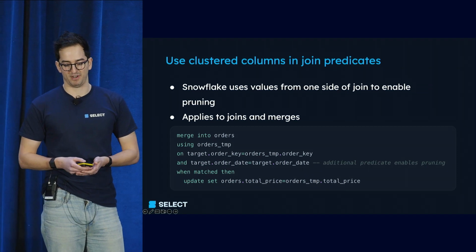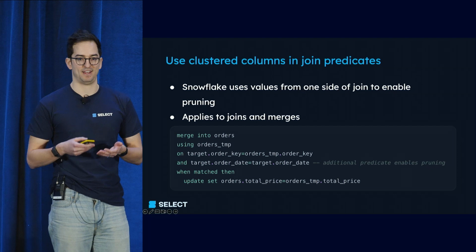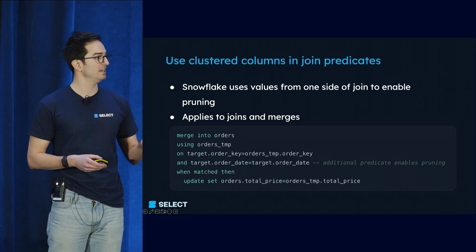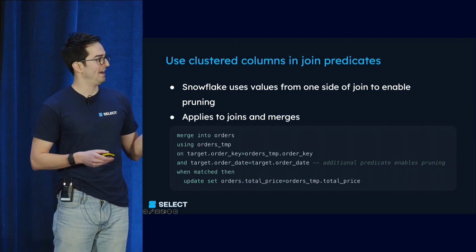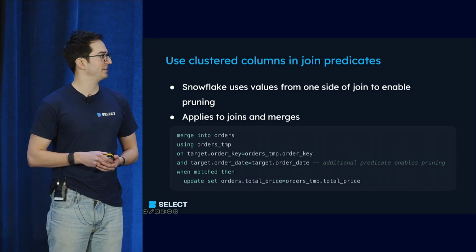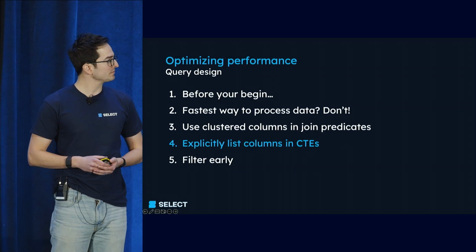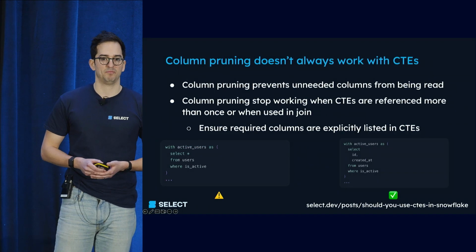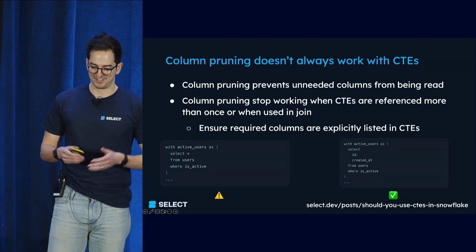So this is a really important one. Whenever you have joins, and if you have a well-clustered column that's not in that join condition, and it doesn't affect the output, it's great to add those in, and you'll get much better results. The next thing I want to talk about is CTEs, which is always a hot topic in the optimization space.